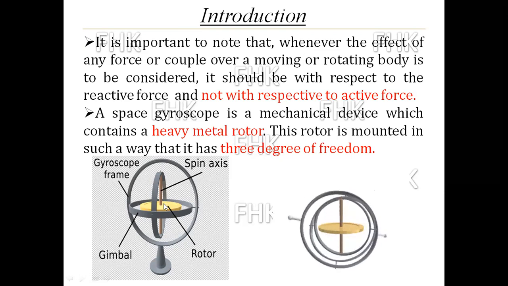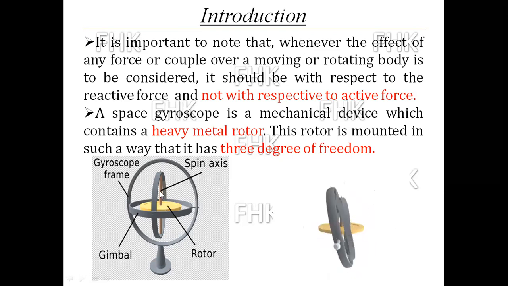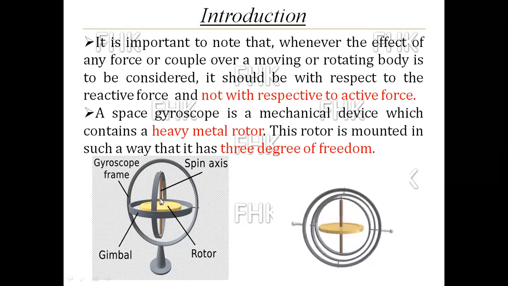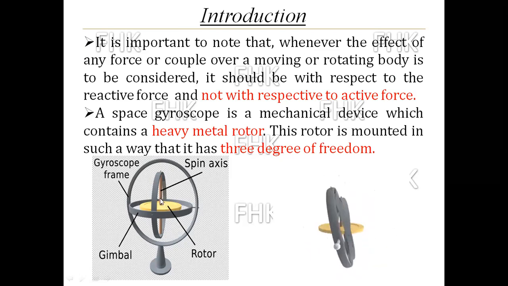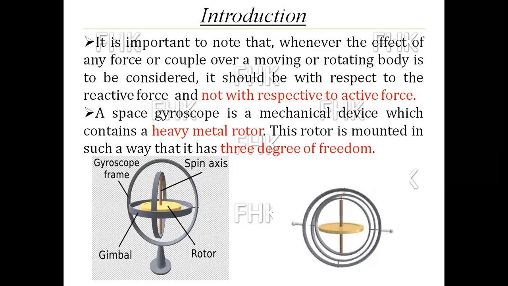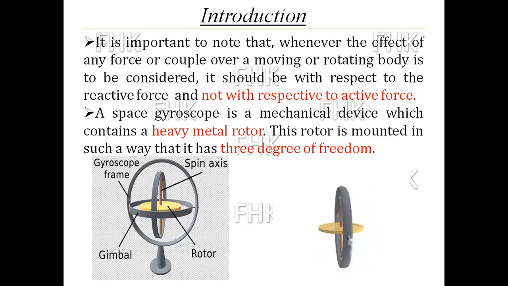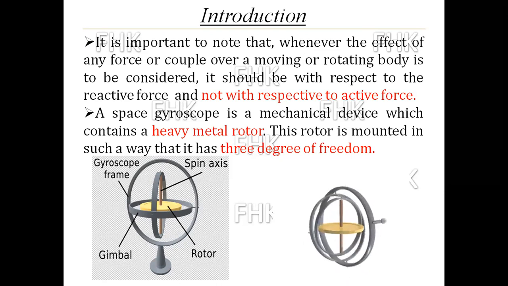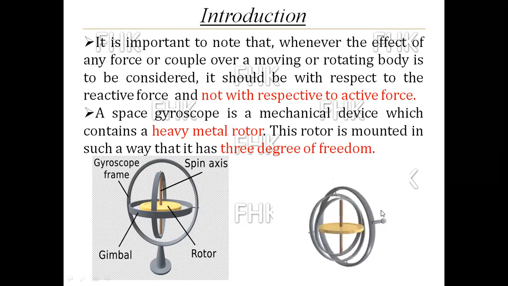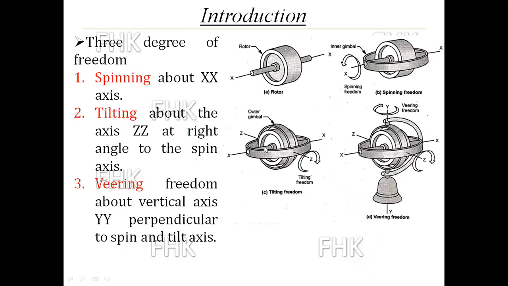When that heavy mass is rotating about the spin axis along with two other mutually perpendicular axes, at that time this rotor has 3 degrees of freedom, and this device is called a gyroscope, as you can see in the animation. These 3 degrees of freedom, now you can see in this image.